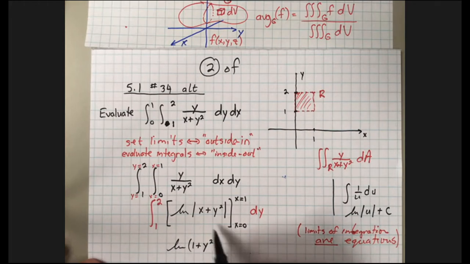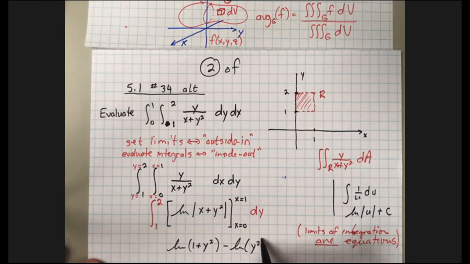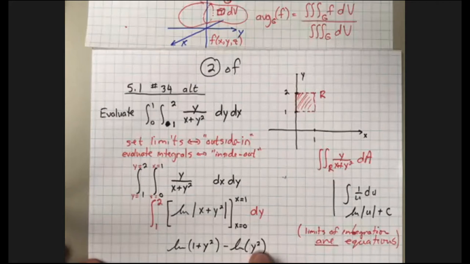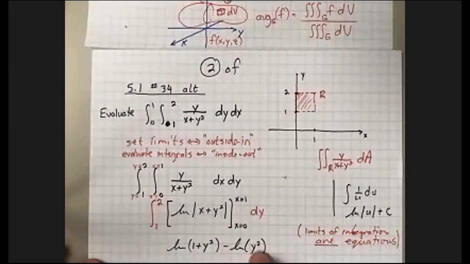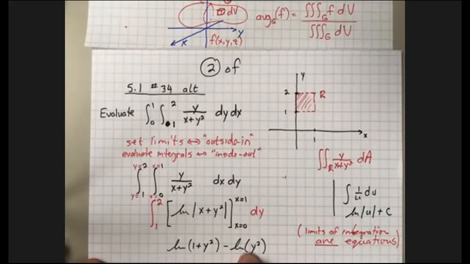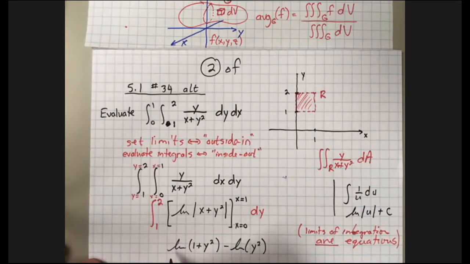And when I put in 0, I get natural log of y squared. That could be 0. I could be in trouble, except I would only plug in 0 to get 0, and my y is never less than 1. So I know that this is also okay, protected. And I can use my rules of logarithms to rewrite this. Okay, so what do we got right here?